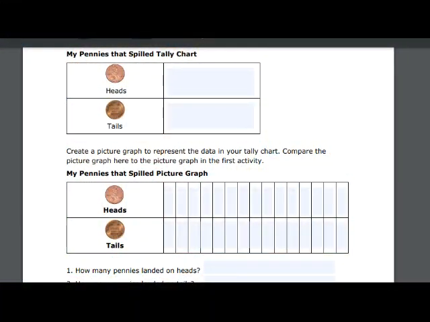I'm going to spill mine out and see what happens. Remember, I need to look for the amount that landed on heads and the amount that landed on tails. So for my heads, I see 1, 2, 3, 4, 5, 6, 7, 8, 9, 10. 10 of my pennies landed on heads. So I need to fill in the number 10 right here with tally marks. So with tally marks, I'm going to draw one. Oh, that's a little bit too big. Let me get a smaller pencil.